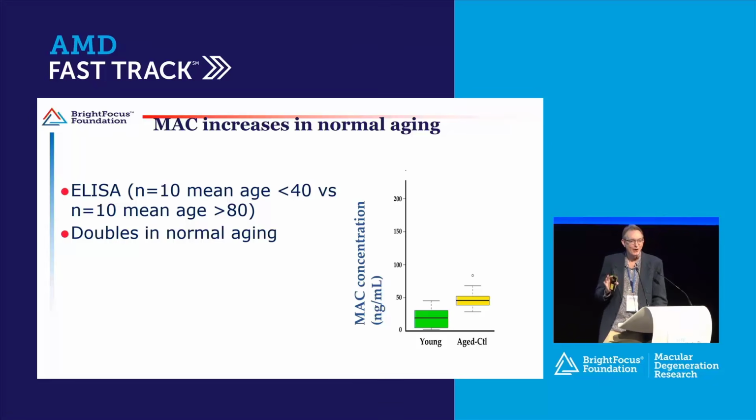So we also use the same antibodies for ELISA to biochemically measure how much membrane attack complex is present in different categories of choroids. In this experiment, we had 10 young eyes, younger than 40, compared to 10 older eyes, greater than 80 years of age. And we quantified the abundance of MAC biochemically, and you can see during normal aging, there's about a doubling of the abundance of the MAC that you can detect.